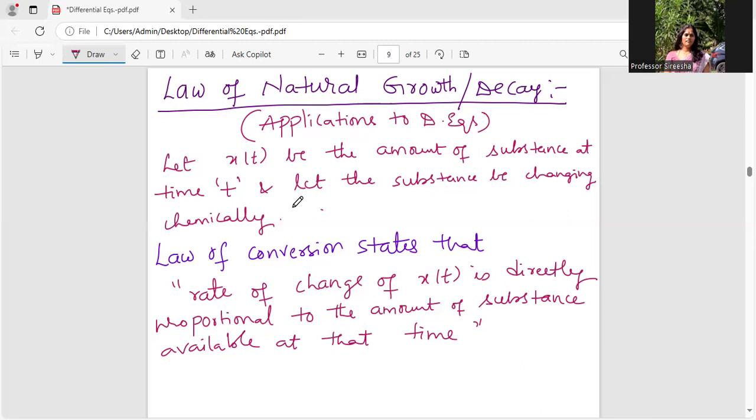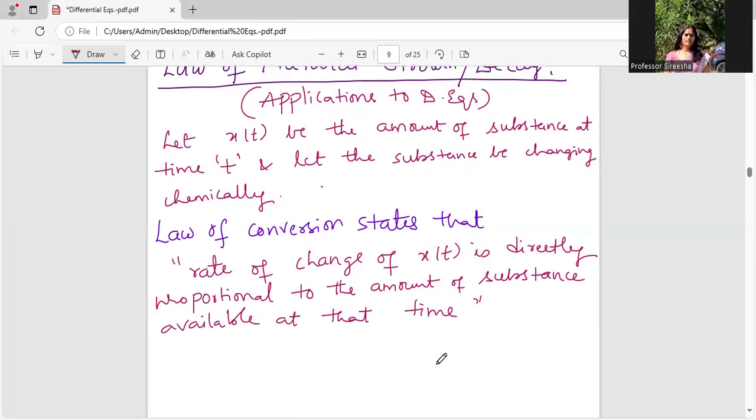As I have said, if it is bacteria, it grows in a very short duration. It grows with a faster pace. Similarly, if there are some radioactive metals, they decay. Actually, they disappear into the environment. They react with other elements in the environment and they disappear. So to formulate the differential equation, we have to take some statements either from physics or chemistry.